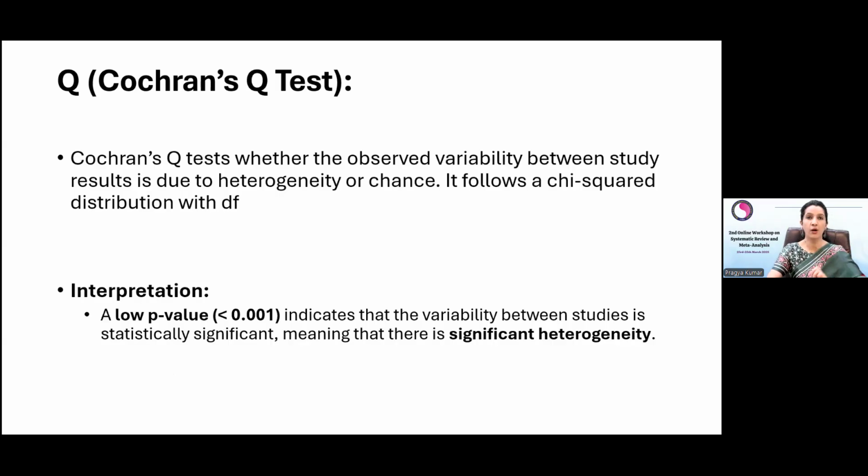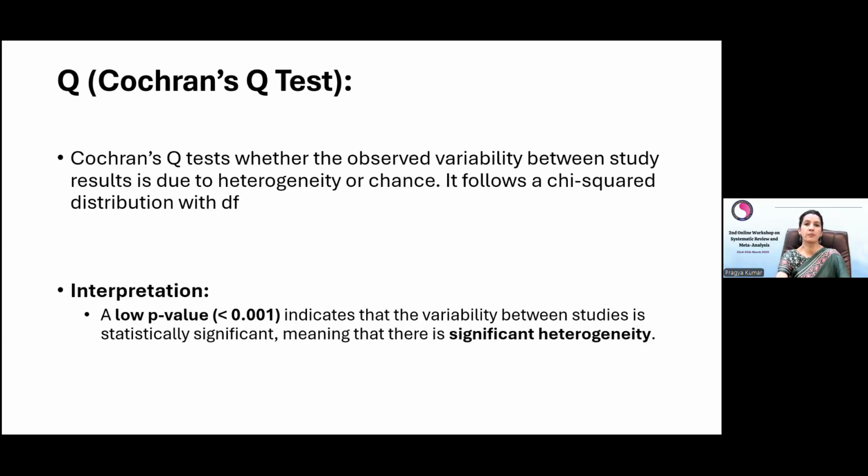Then another is the Cochrane Q test or the Q statistics. So with Q statistics, you see the p-value. If the p-value is significant, less than 0.01, that means there is a significant heterogeneity. And it follows a chi-square distribution. So we have seen how many measures of heterogeneity. We have seen tau square. Then we have seen I-square or Higgins I-square. Then we have seen the H square. And then we have seen the Q or the Cochrane Q test.